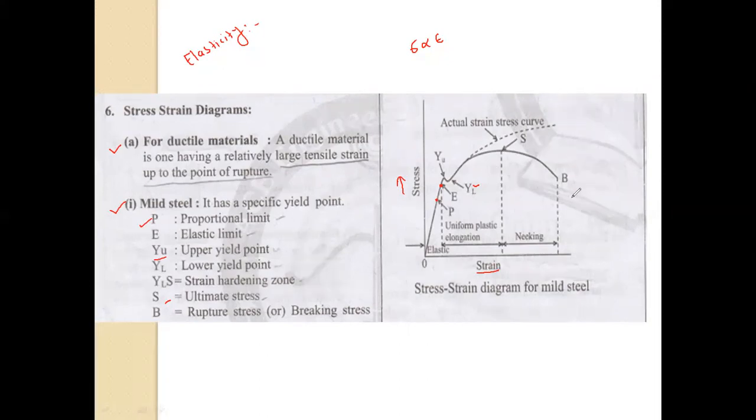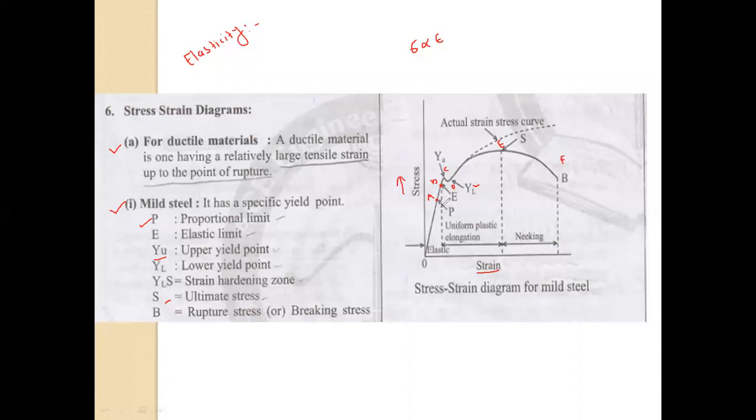Got it? How many points are covered on this stress strain curve? O to A. Suppose here is point A, this is B, this is C, this is D, this is E and F.